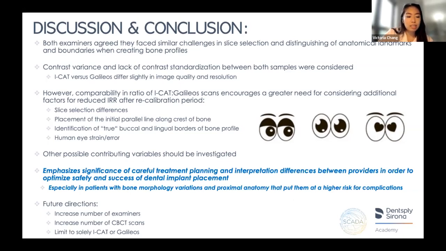And our future directions, a few of them, are increasing the number of examiners, increasing the number of CBCT scans used, and also limiting the scan type to solely ICAT versus Galileos. So that's everything for my presentation.